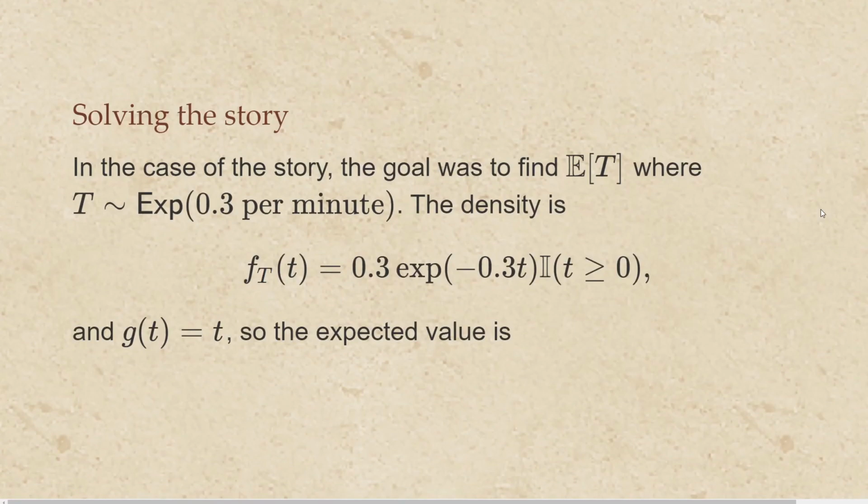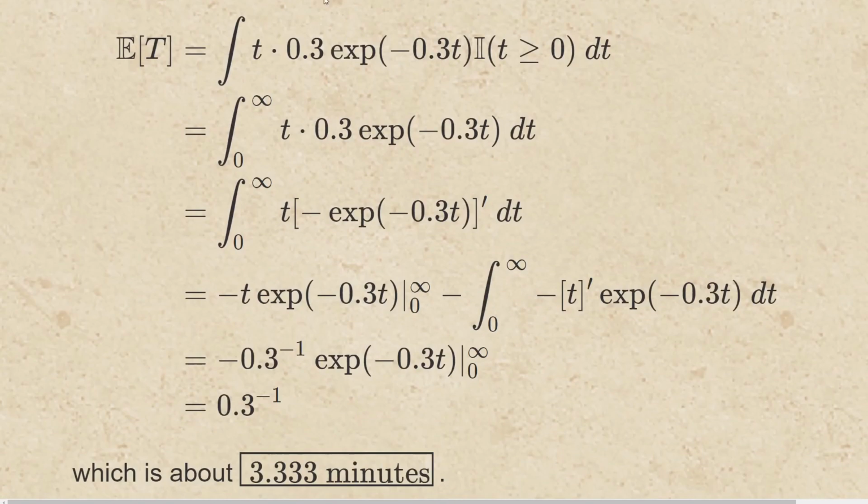In the case of the story, the goal was to find the mean of T, where T was exponential with parameter 0.3 per minute. The density of big T at little t is 0.3 times e to the negative 0.3 t times the indicator that t is greater than or equal to 0. And here our function g of t is just t itself. So the expected value is going to be the integral of t. Note the big T out in the expectation becomes a little t in the integral times the density of the exponential.